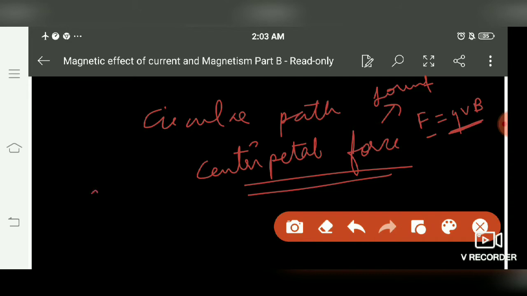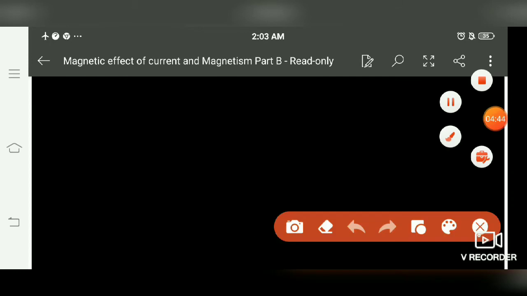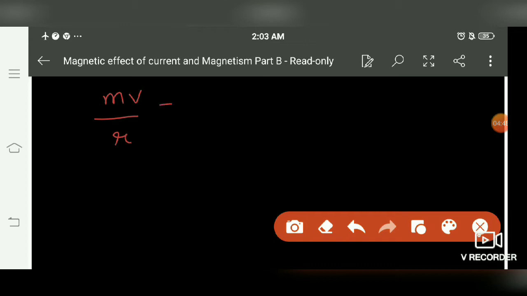As we know, centripetal force is equal to mv square upon r, and this centripetal force is equal to QvB. Here v gets cancelled with this v, and from here we get mv upon r is equal to QB, or velocity from here is QBr upon m.